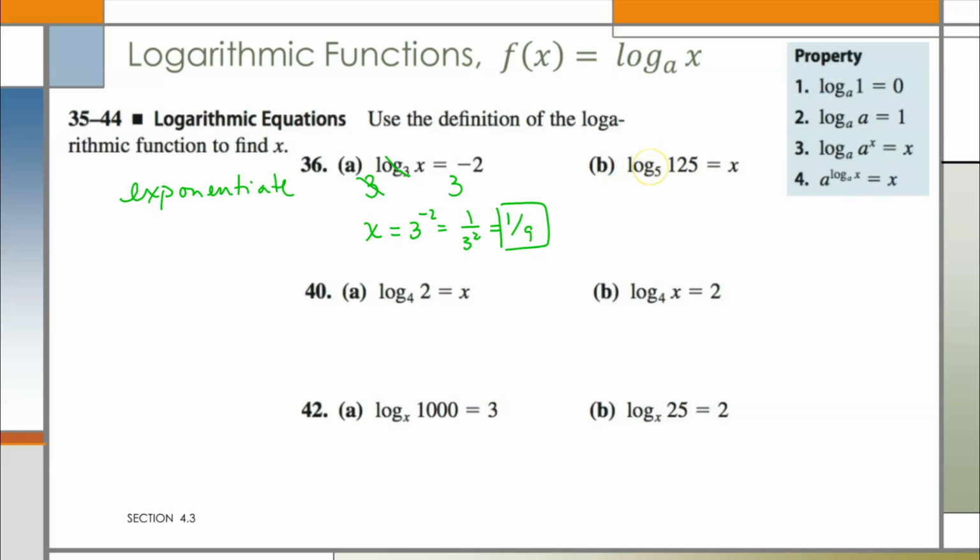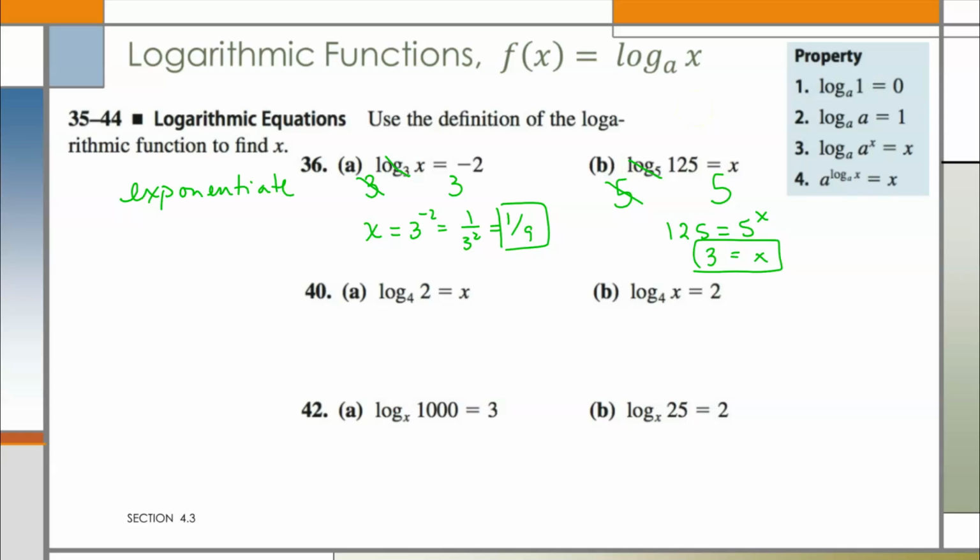Okay, what undoes a logarithm? An exponential of the same base. So we're exponentiating base 5. This becomes the exponent of 5, and x becomes the exponent of 5. We do that so we can use our rules to cancel those out. So we get 125 is equal to 5 to the x power. What can we raise 5 to in order to get 125? And that's going to be 3.